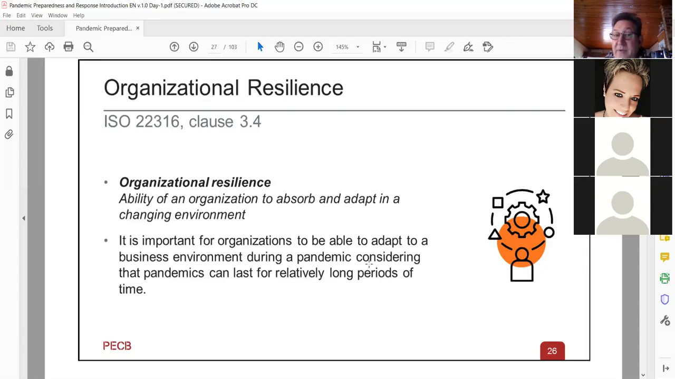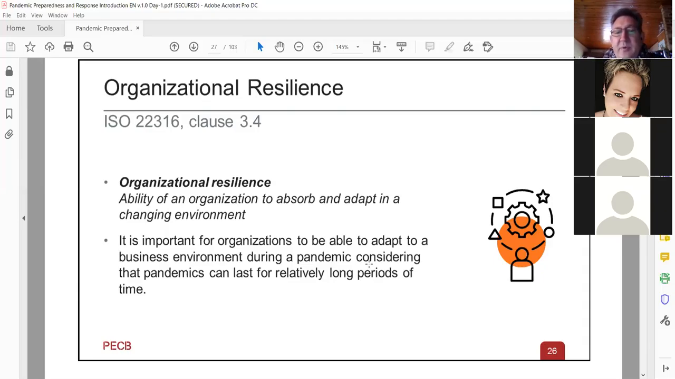Can you absorb and adapt in the changing environment? Adaptation is actually the biggest critical, I want to say, mental change that one has to make. You can either accept the pandemic and just sit down and wait for this thing to play out, whether it is in 3 months, 6 months, 8 months, 10 months, 12 months, or you can do something: you are reinventing your company, reinventing your way of doing business, actually changing with the environment.